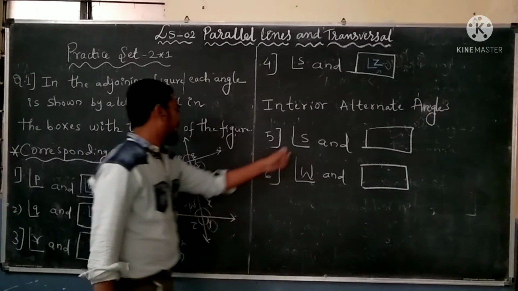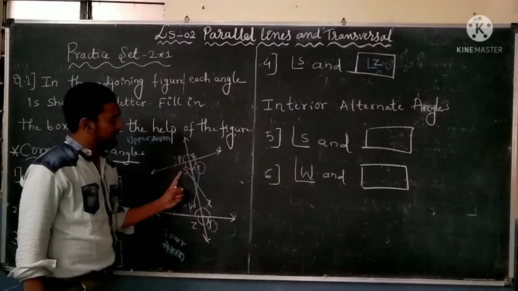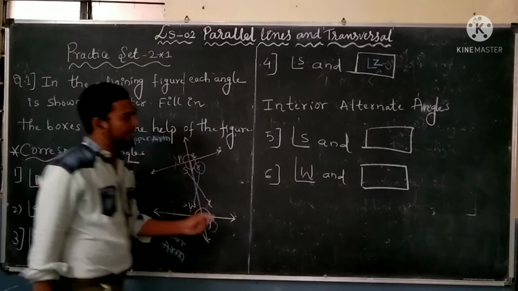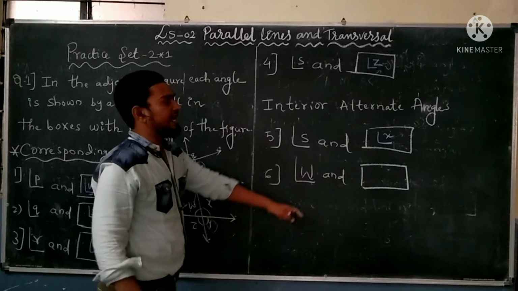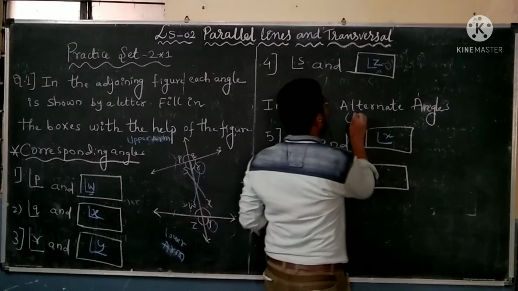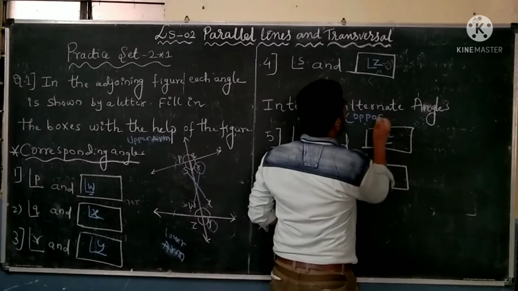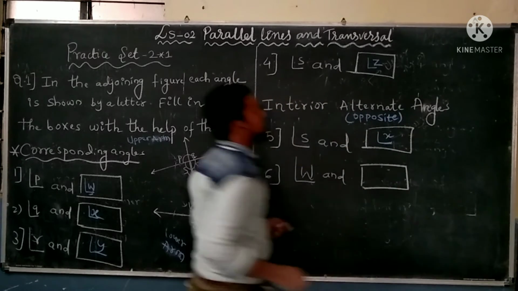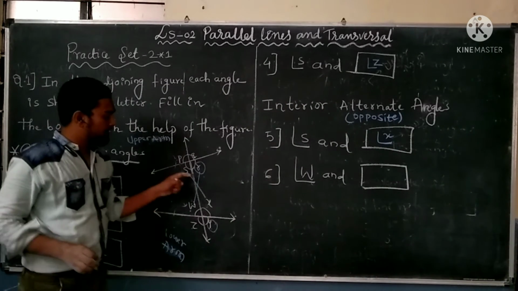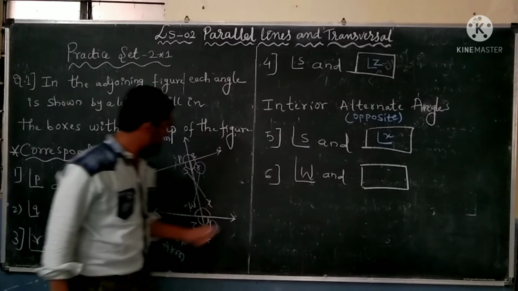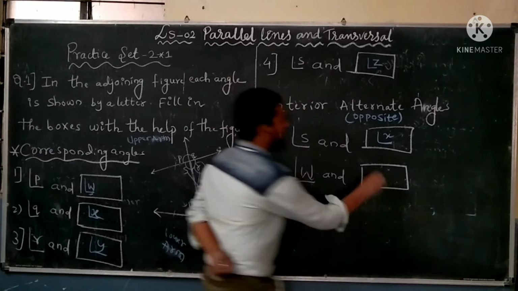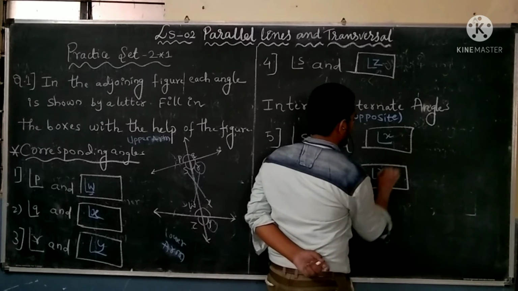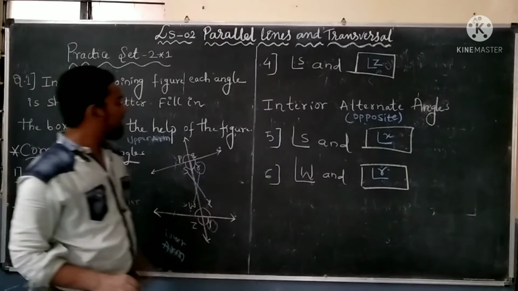Therefore, given angle S, angle S is opposite to the angle X. This is considered as alternate. R is opposite side. Therefore, W is opposite to the angle R. W is opposite to angle R.